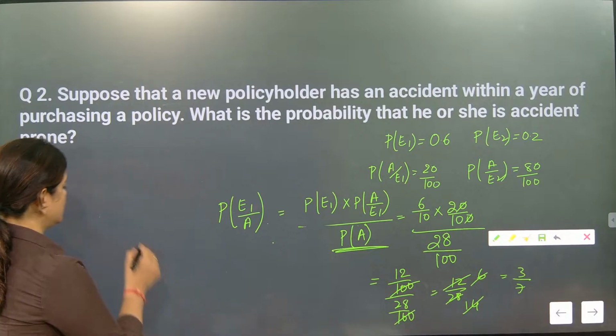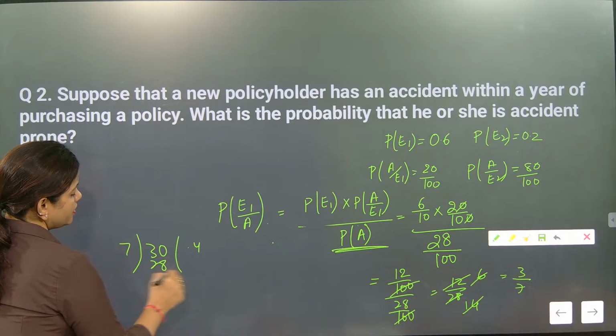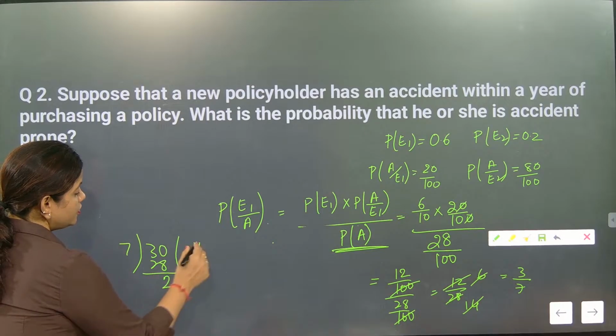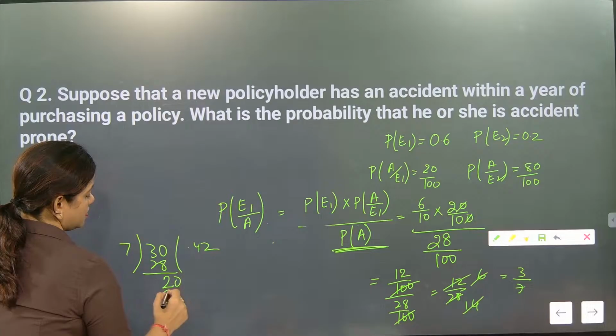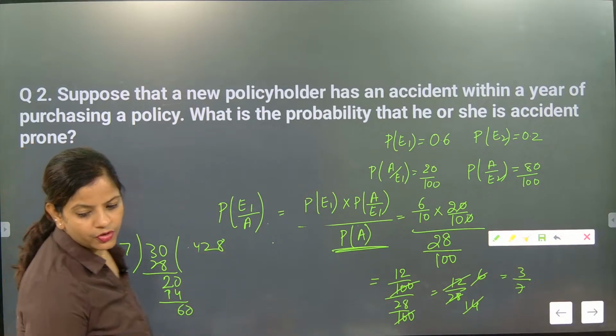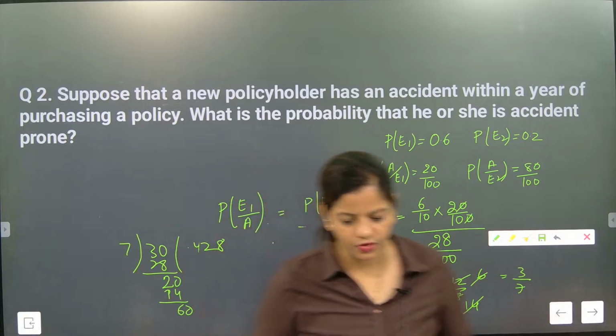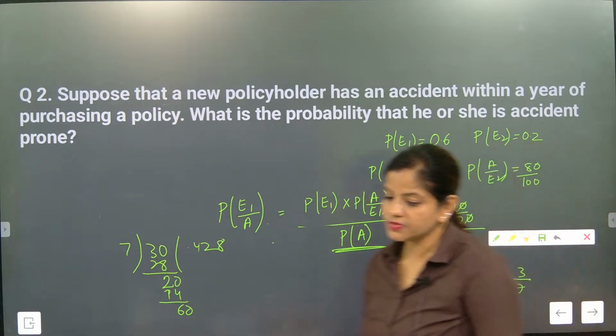Check 3 by 7: 7 4s are 28, sorry, 28. So it will come to 0.42, 7 2s are 14. Then here 7 8s are 56. So 0.428, or 0.429. Roughly this much value will be coming.